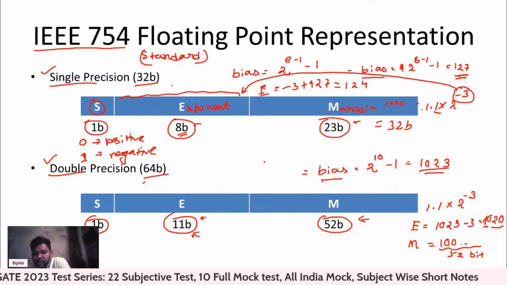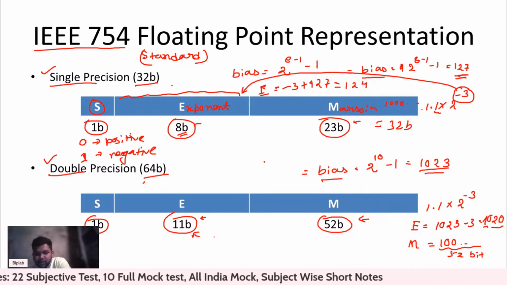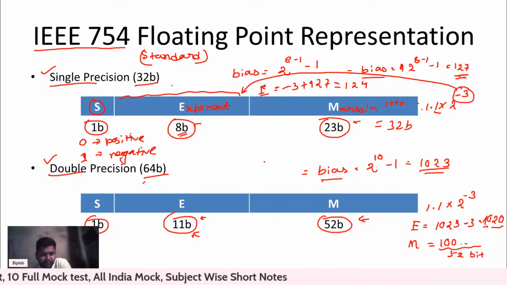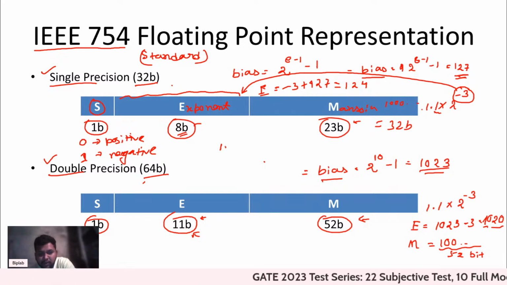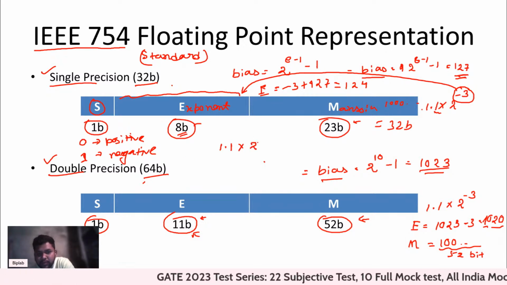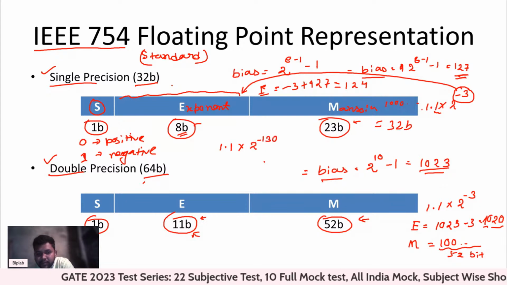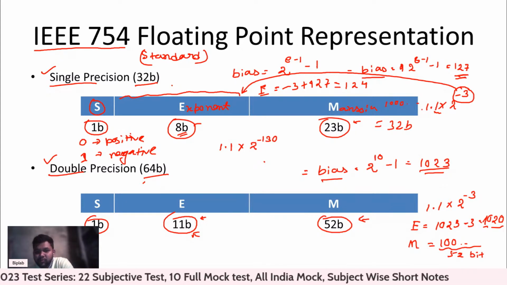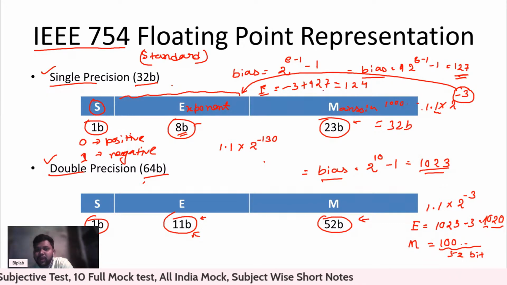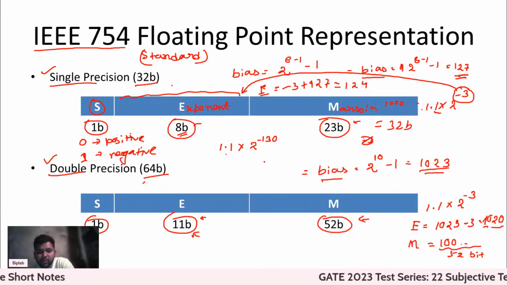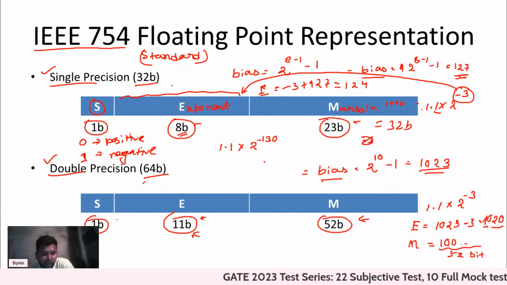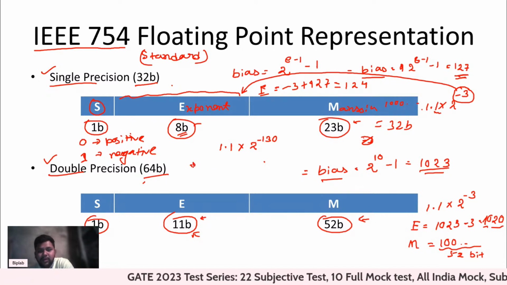Now you can understand there is a limitation. In single precision, you cannot represent 1.1 into 2 to the power minus 130, because when you add minus 130 with 127, you again get a negative number, minus 3, which you don't want. So for that, you have the option of a denormalized number in IEEE.